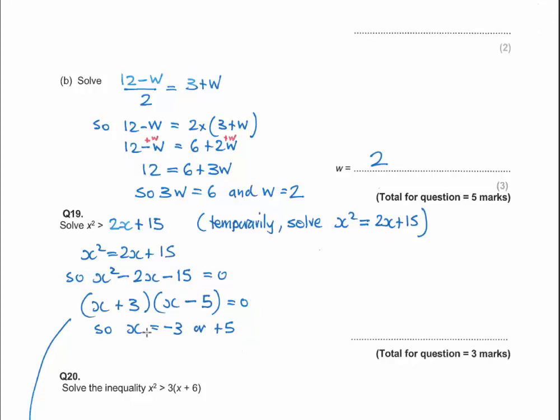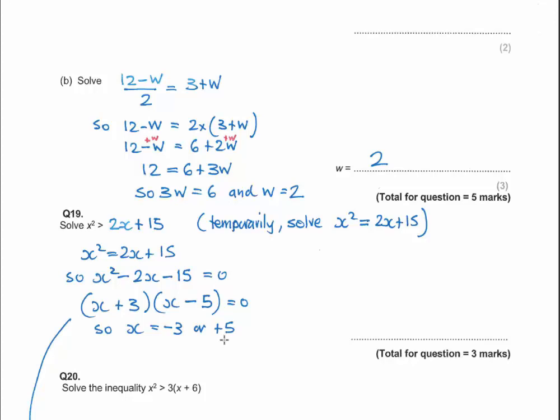Now I factorize. I'm looking for two numbers that multiply together to make minus 15 and which add together to make minus 2. And the numbers are 3 and minus 5. 3 times minus 5 is minus 15. 3 add minus 5 is minus 2. So now I can see that x is either minus 3 or plus 5.